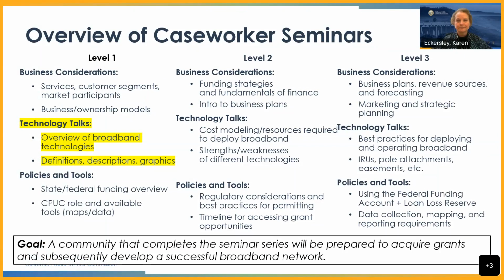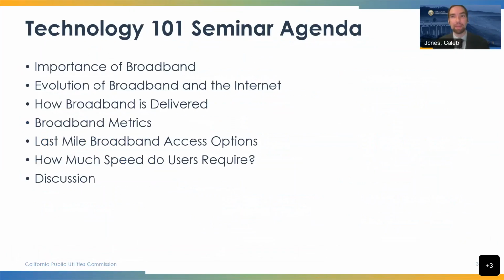Our goal in this module is to provide an initial background on broadband technology, including how those technologies evolved over time, how broadband is delivered and measured, and how different technologies' capabilities compare to household and business needs. The agenda will cover the importance of broadband, the evolution of broadband and the internet, how broadband is delivered, broadband metrics, last mile broadband access options, how much speed users require, and we will finish each section with a discussion.